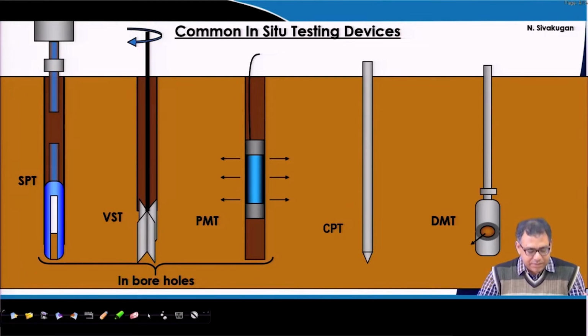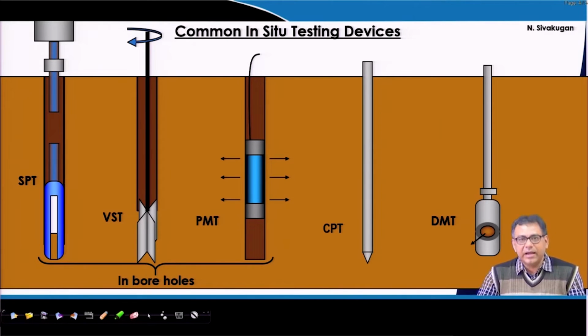The first one is the SPT, then the VST, which means the vane shear test, then PMT, which means the pressure meter test, then CPT, which means the cone penetration test, and DMT, which means the dilatometer test. Out of these tests, for the first three, that means SPT, VST and PMT, we need a borehole. That means you have to construct a hole within the soil, and then we place the instrument within the hole at the required depth to get the soil properties.